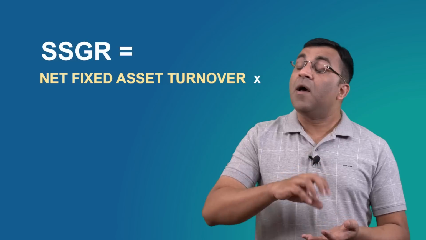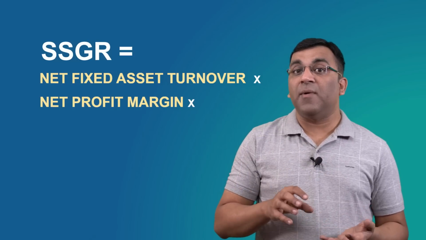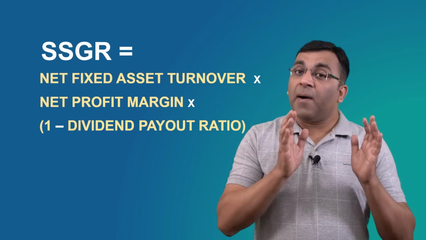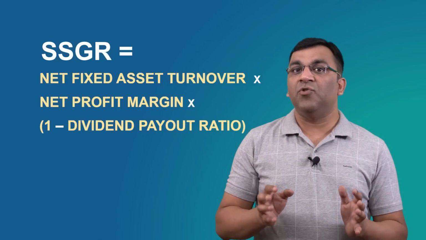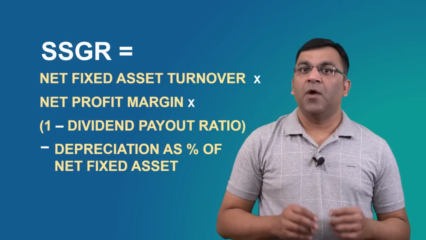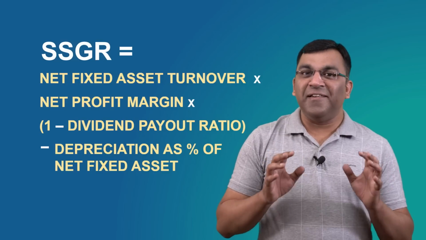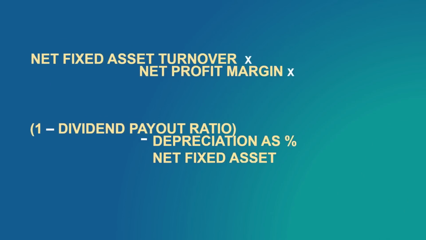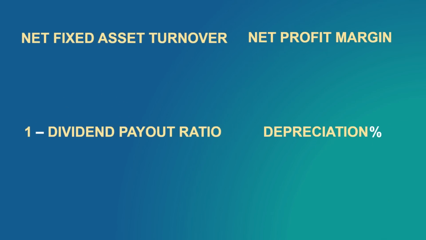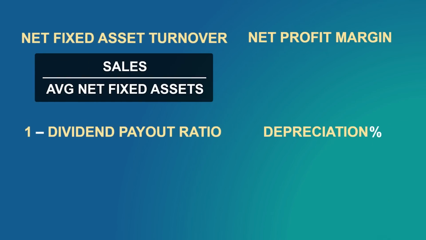So as a formula, the SSGR is the net fixed asset turnover multiplied by the net profit margin, which is again multiplied by 1 minus the dividend payout ratio, which is then subtracted by the depreciation. Okay, this might be sounding a little complicated, so let me break this down into more manageable fractions. So the net fixed asset turnover is nothing but the annual sales of the business divided by its average net fixed assets. What is average net fixed assets?